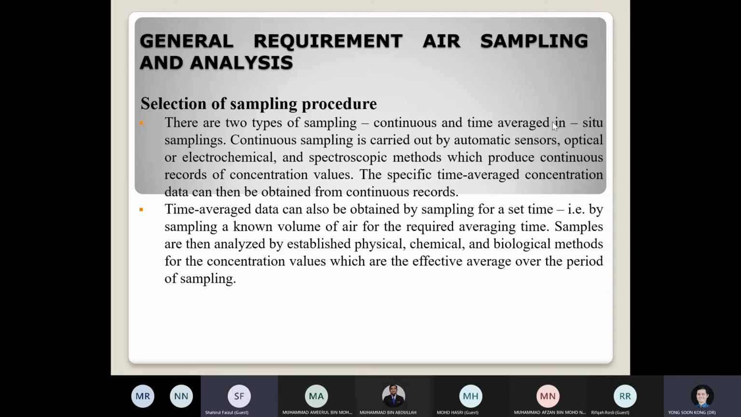But most of the time, in situ sampling is applied, because of course air travels very fast. You cannot just collect it somewhere else. You have to be there.